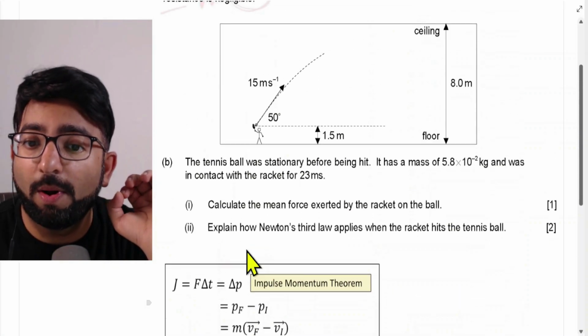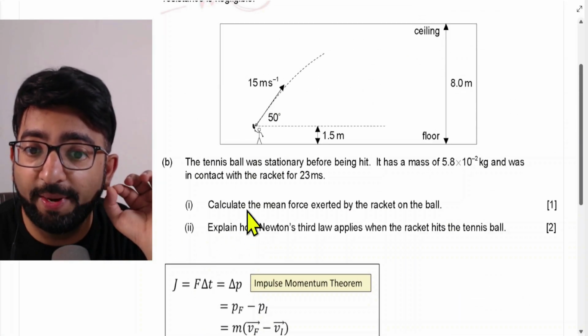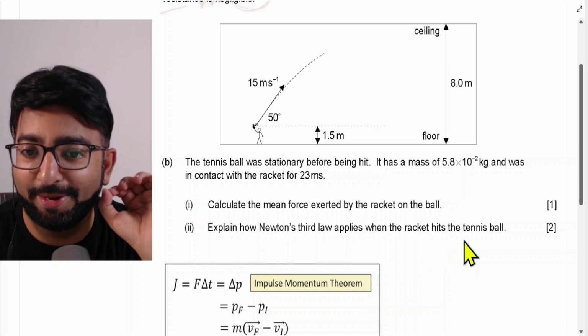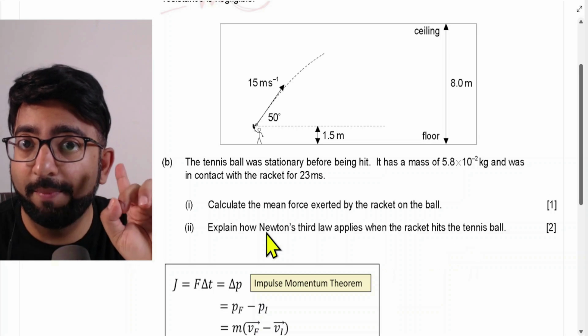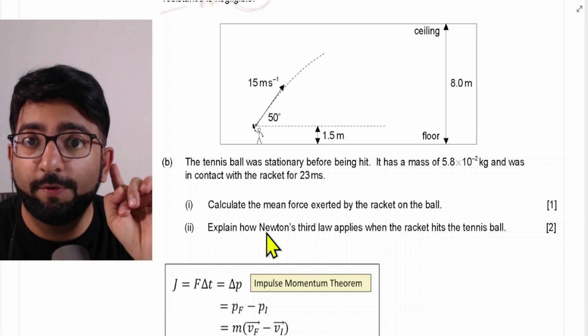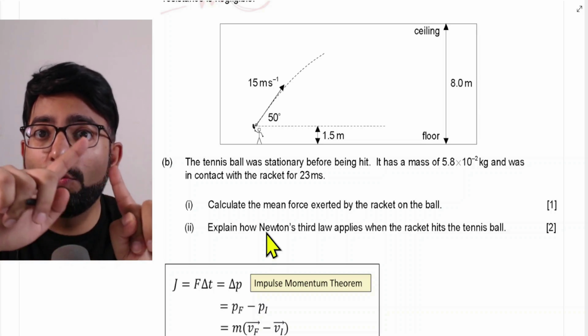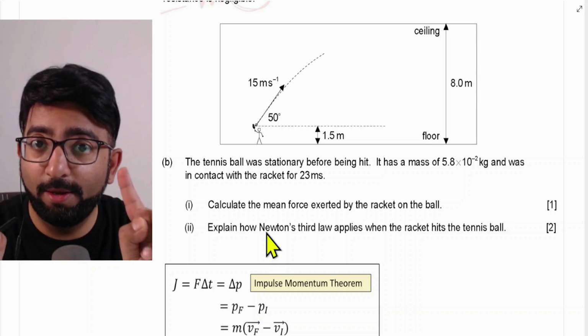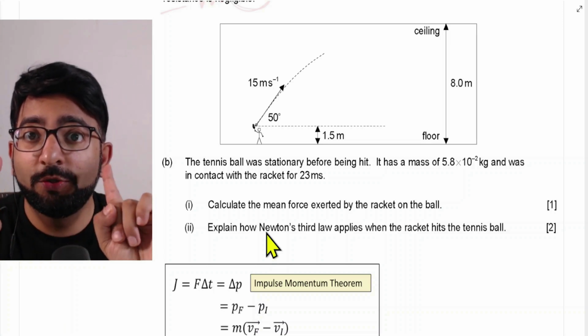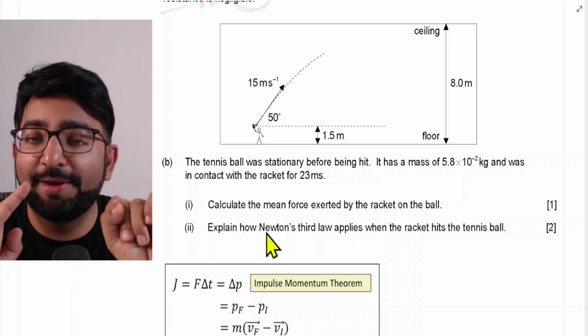Now, in the second part of the question, we were supposed to explain how Newton's third law is applicable when the racket hits the tennis ball. Newton's third law, we remember, is the action and reaction pair. Forces are always in pairs. So if object A is exerting a force on object B, object B will also exert the same force on A, but in the opposite direction. So magnitude is the same, directions are opposite.